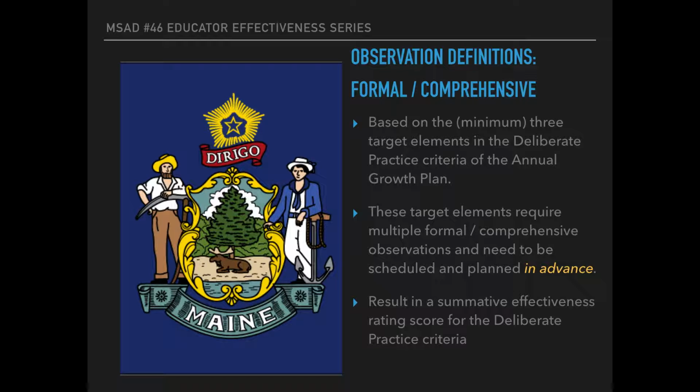Now, that's a whole lot of verbiage, but what it basically means is every year when you do your self-assessment, you choose 3 or more targets that you're going to be working on, that are going to be your focus for the course of the year. The formal or comprehensive observations look at those in particular, really deeply. They require multiple formal observations. They need to be scheduled and planned in advance.